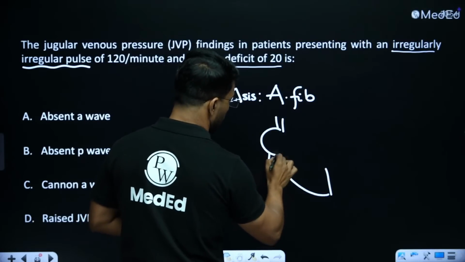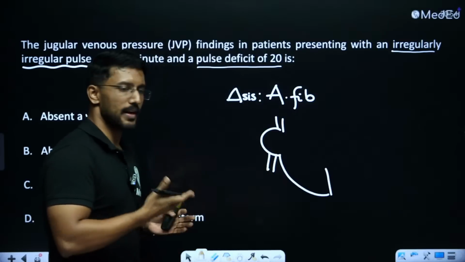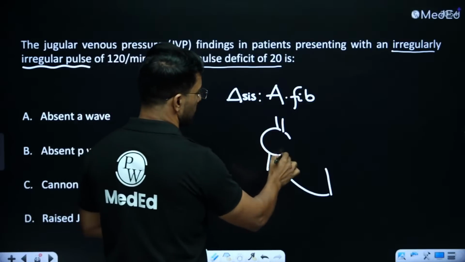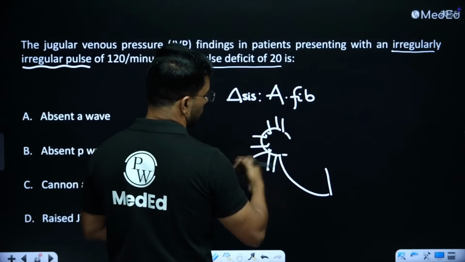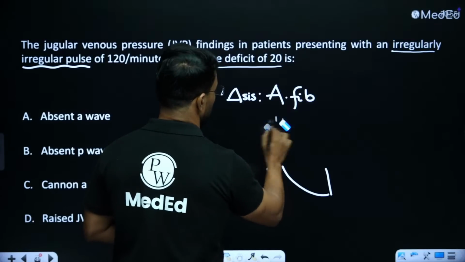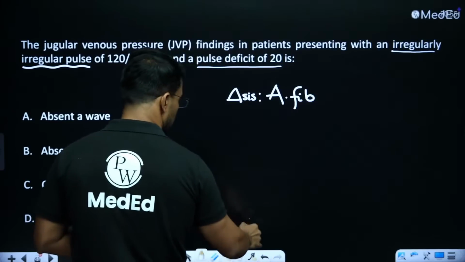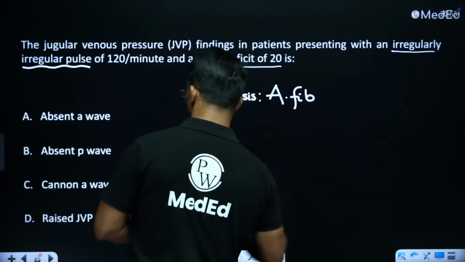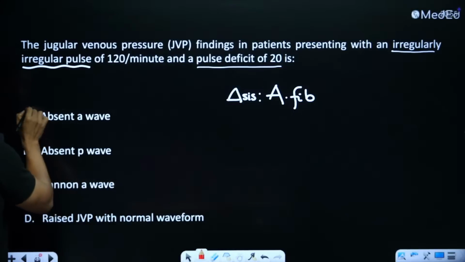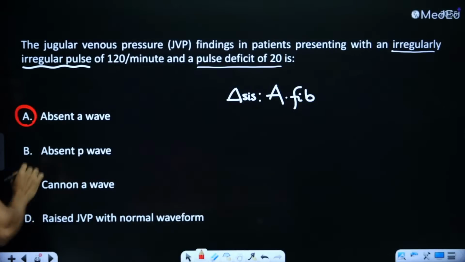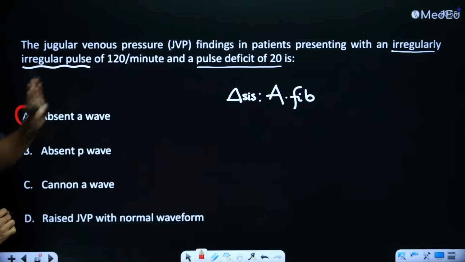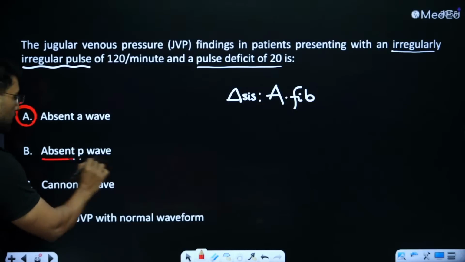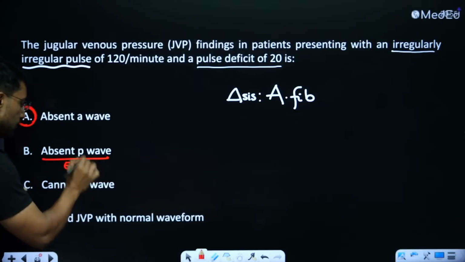When the atria is not contracting, the A wave is produced by atrial contraction. So if the atria does not contract, there is no formation of A wave at all. So we all know that in atrial fibrillation, we get absent A waves. Of course, we will also have absent P wave in atrial fibrillation, but that's an ECG finding, not a JVP finding.